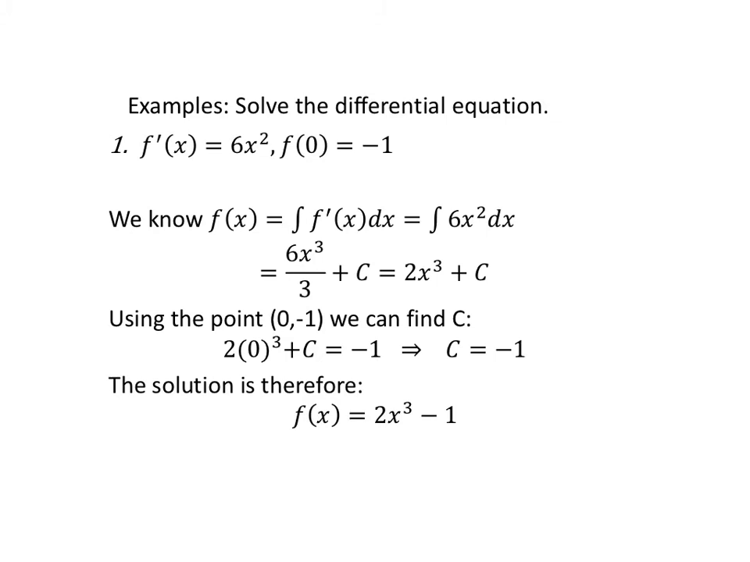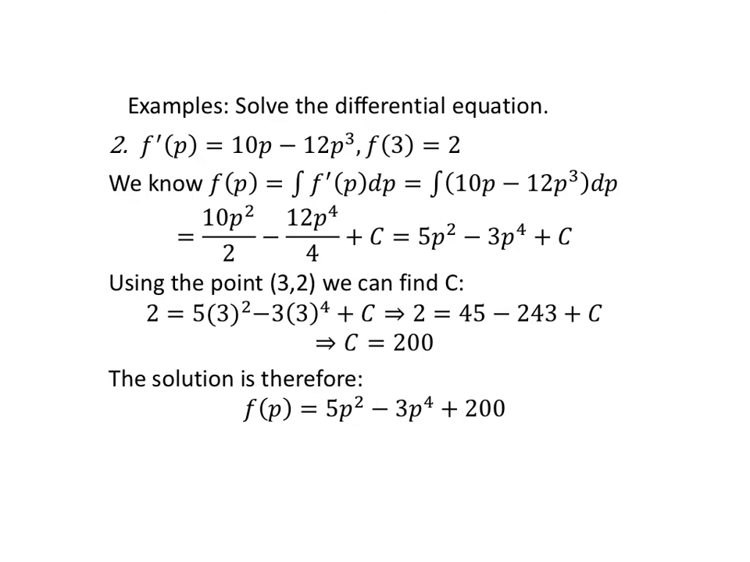So, same thing. If the derivative is 6x squared and f of 0 equals negative 1, we know that f of x is the antiderivative of the derivative dx. We know the antiderivative of 6x squared is 6x cubed over 3 plus c. 6 divided by 3 makes 2x cubed plus c. And remember, this is our f of x. So if 2x cubed plus c equals f of x, and our point (0, negative 1), when x is 0, 2 times 0 cubed plus c equals the y value of negative 1. 0 plus c equals negative 1, c equals negative 1, and we have our particular solution.